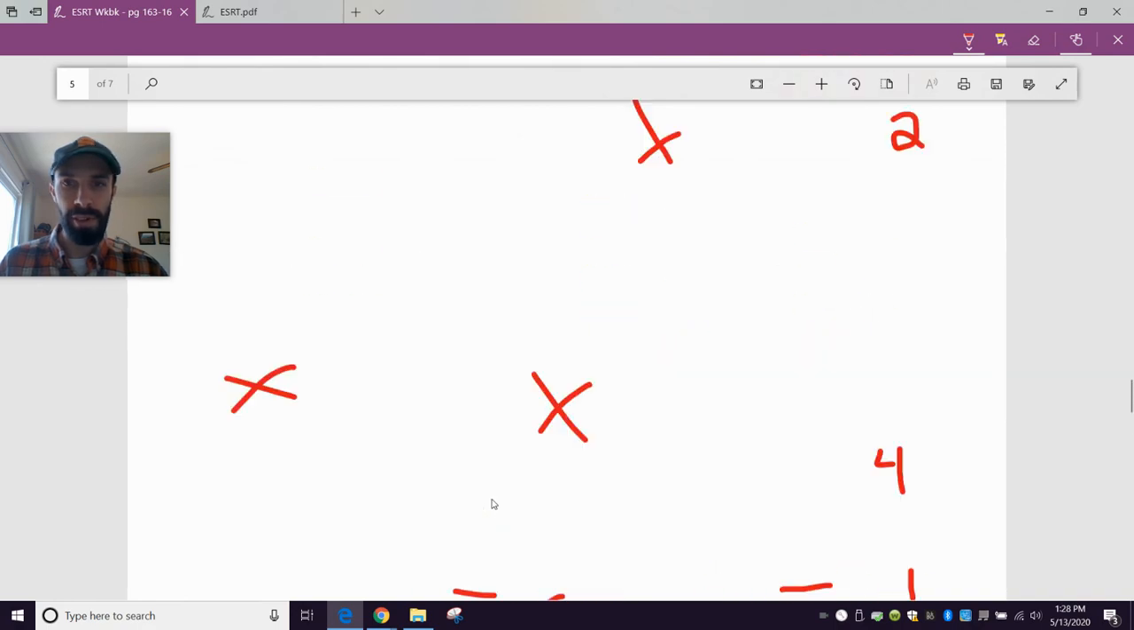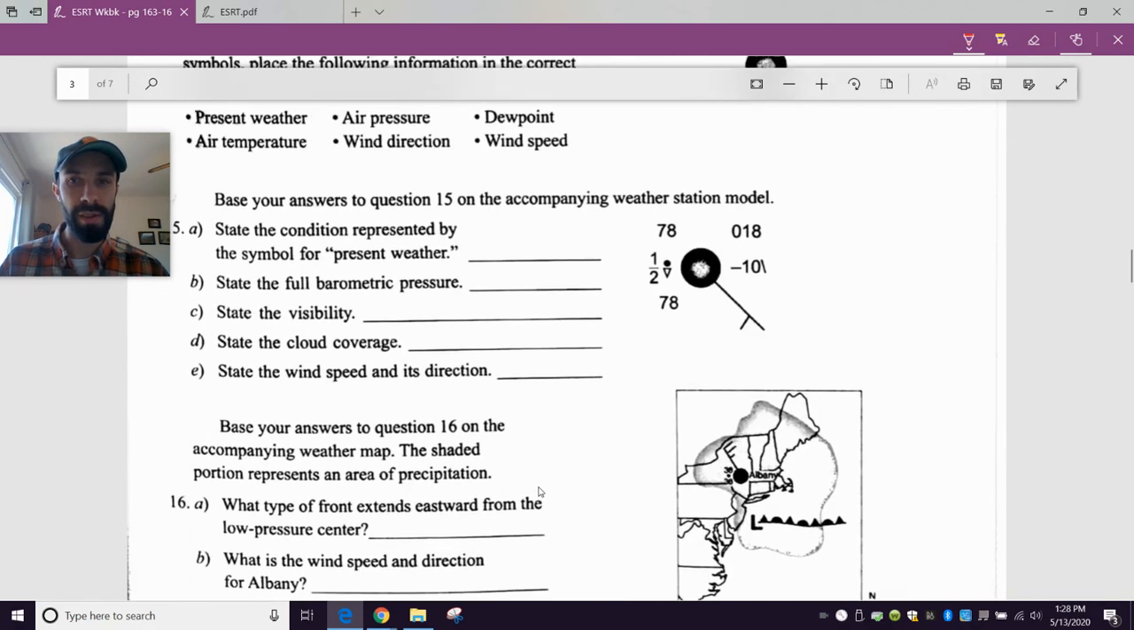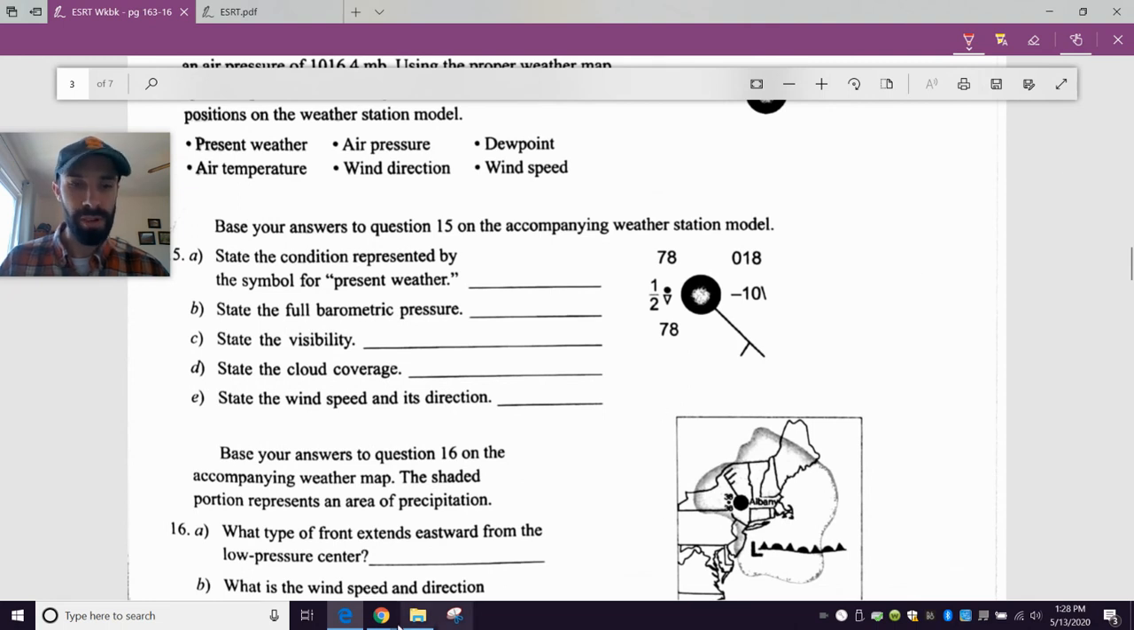I would suggest going back and maybe even doing this first section and looking at your answers in the book, checking those over. And if you have any questions about anything, don't hesitate to ask. We're going to have some review today during the Zoom session as well. Okay.